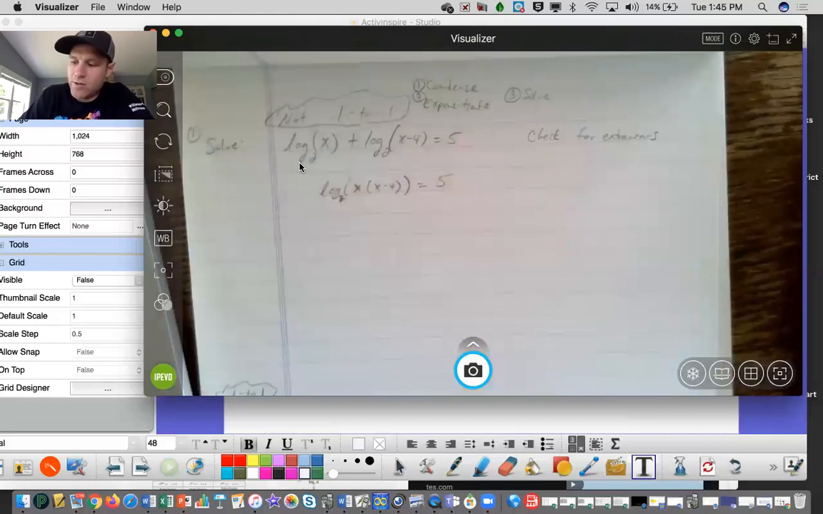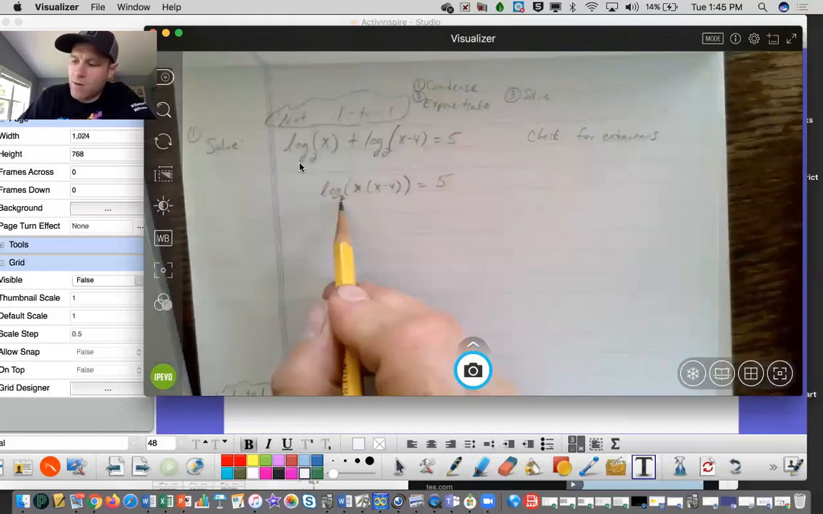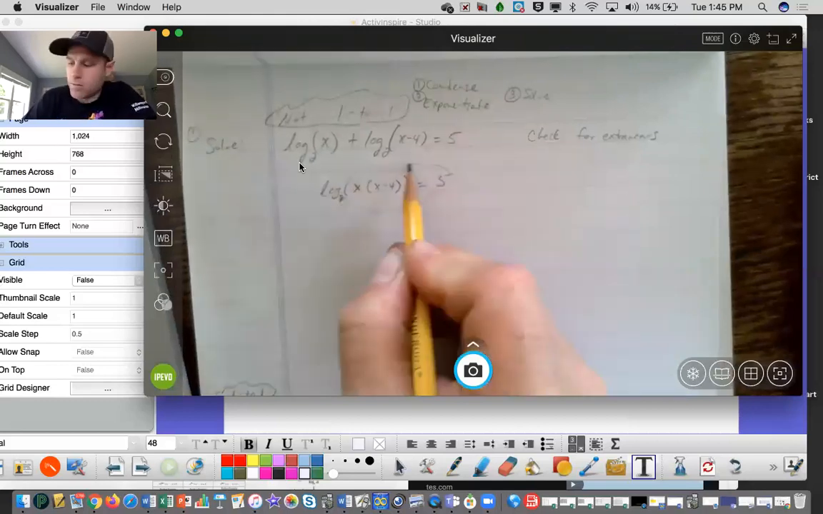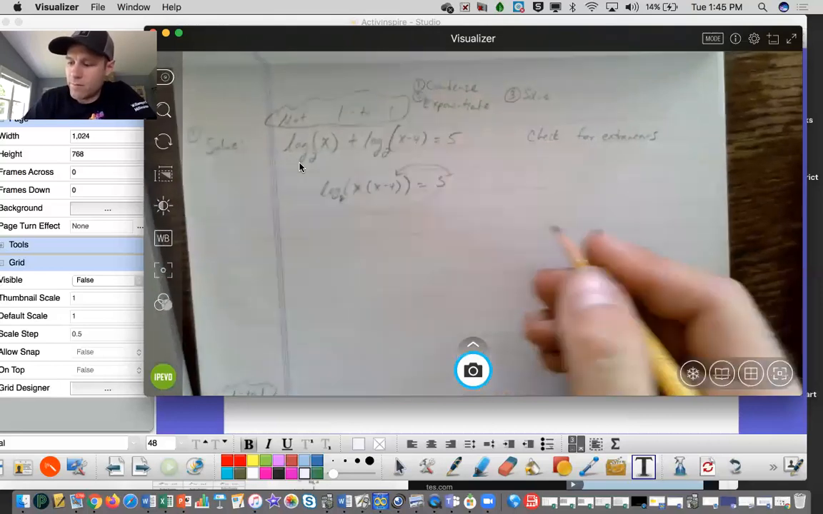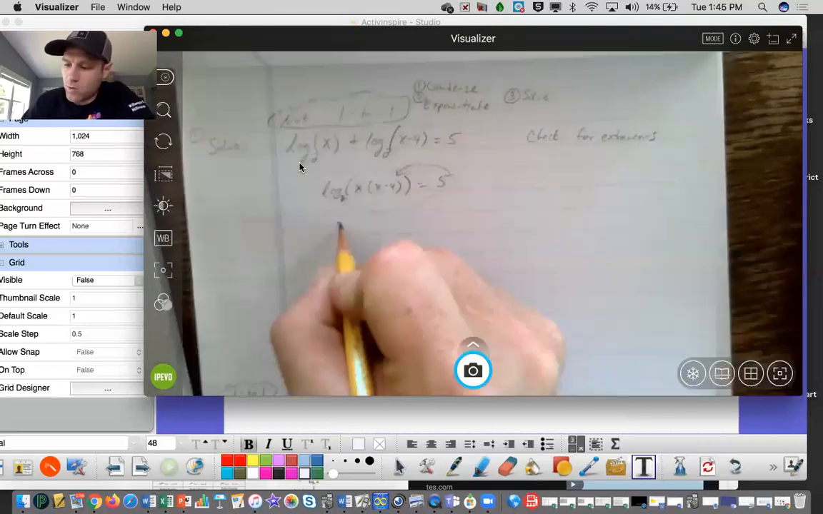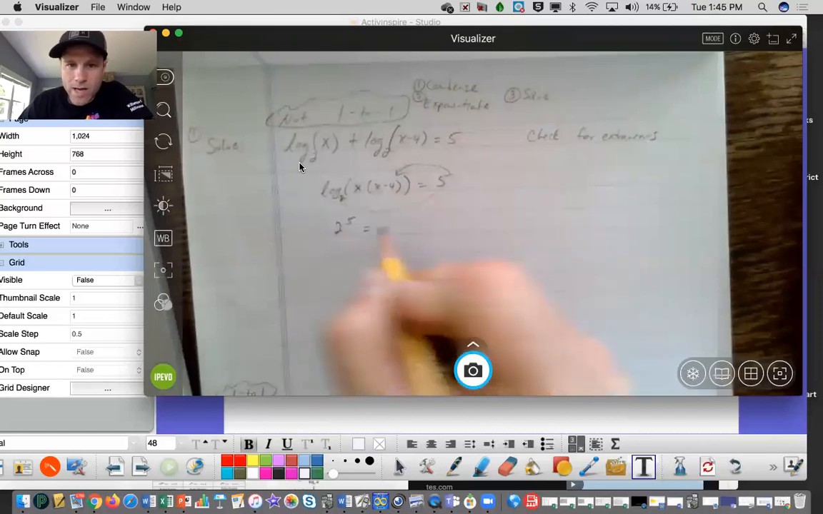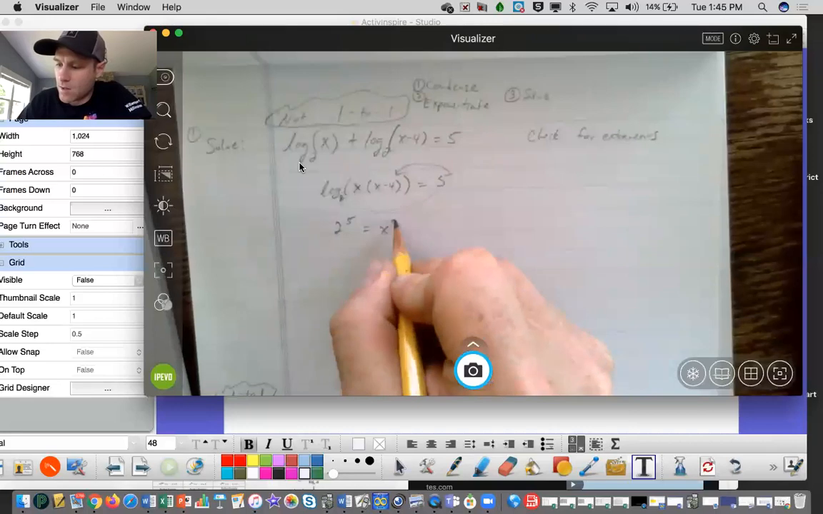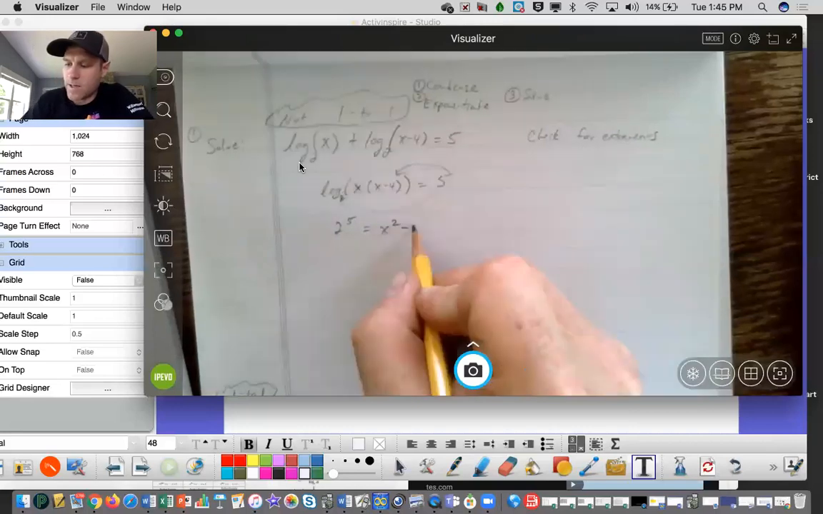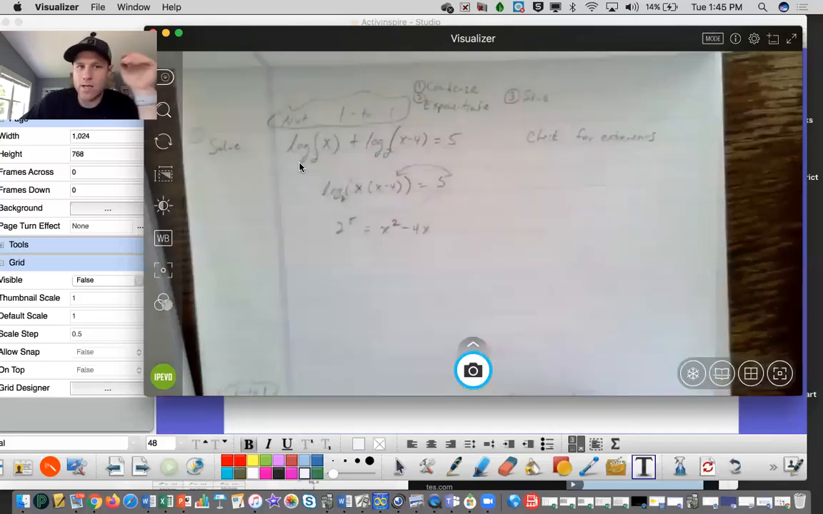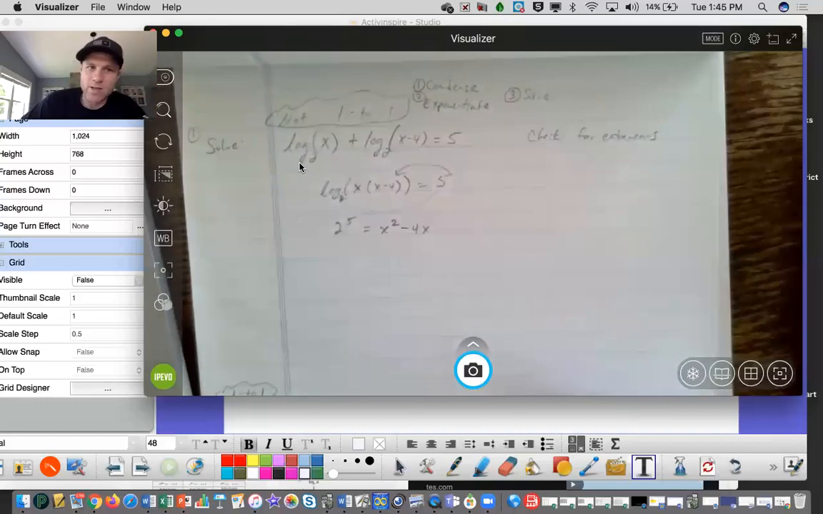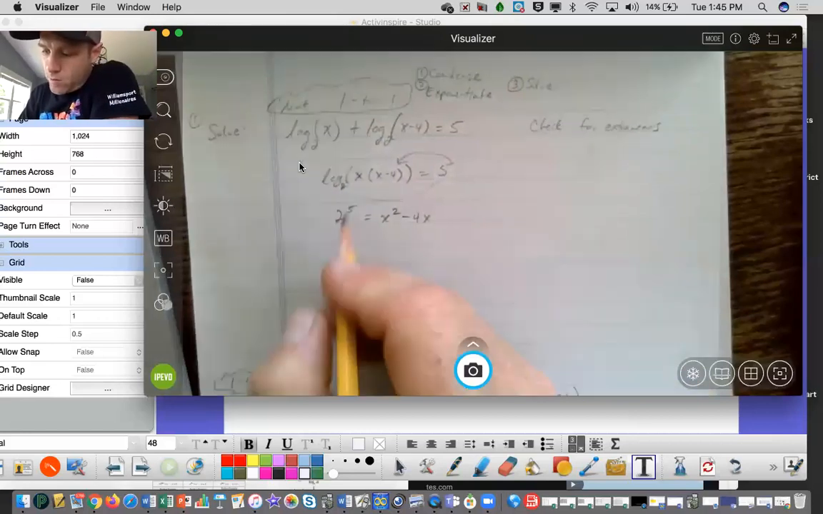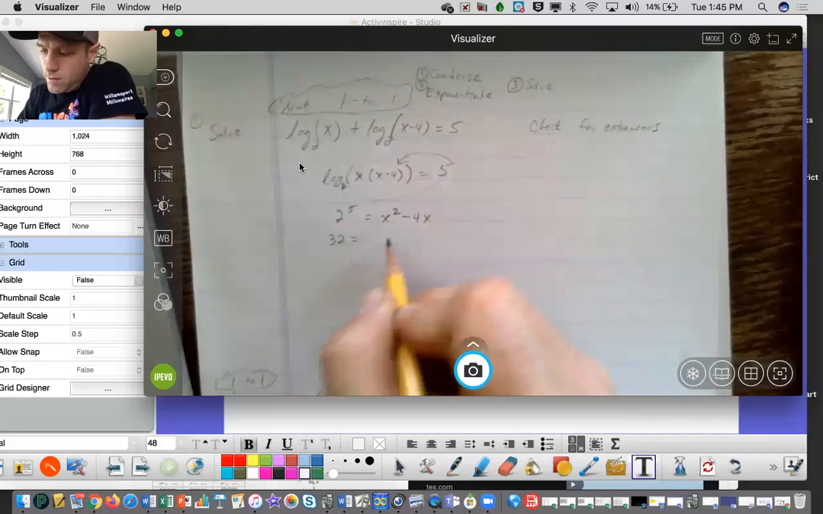I can take this 2, raise it to the 5th power, which is 32, right? So we'll rewrite this as 2 to the 5th power equals x times x minus 4, distribute that. And I'm recognizing here that I have a quadratic. I have a second degree, which means I have 2 possible answers. So 32 is what this equals, 2 to the 5th.